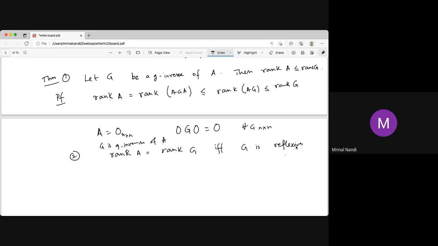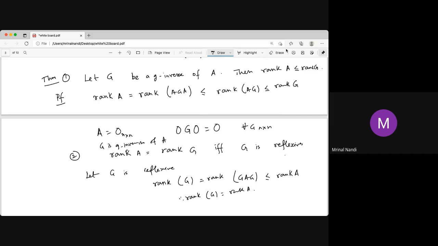So what is the proof? We already proved that rank of A is less than or equal to rank of G for any G inverse. So we have to prove that for reflexive G, they are equal. First, let G be reflexive. Since this is reflexive, rank of G is equal to rank of GAG, because GAG equals G. But a product matrix cannot have bigger rank, so rank of G is less than or equal to rank of A. But we already proved for any G inverse that rank of A is less than or equal to rank of G. Therefore rank of G is equal to rank of A.